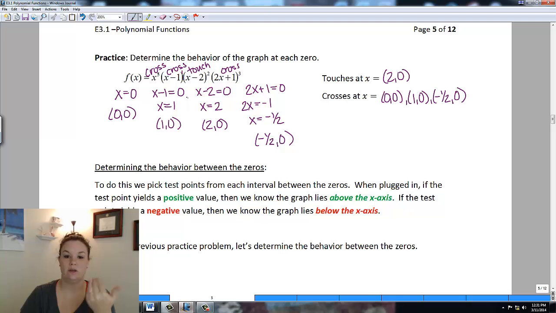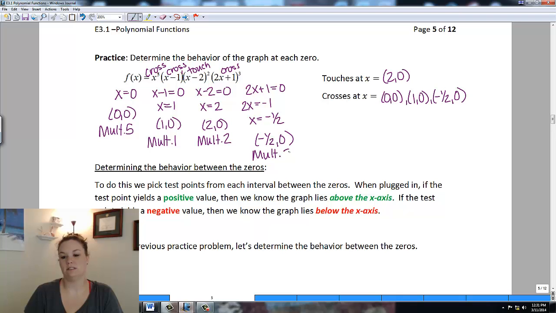1 is odd, so it crosses. The third factor is squared. Since squaring is even, then we know it touches at that given x-intercept, which is 2, 0. And then the last one crosses because it has multiplicity 3. Okay, so I'm just going to write down here, this has multiplicity 5, this one has multiplicity 1, this one has multiplicity 2, and this last one has multiplicity 3.